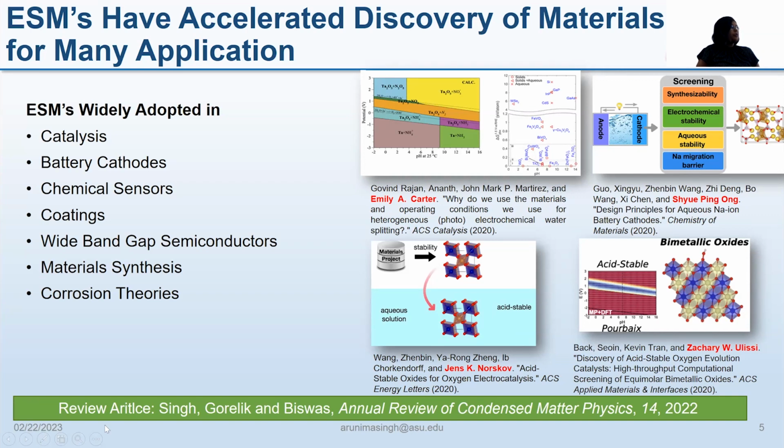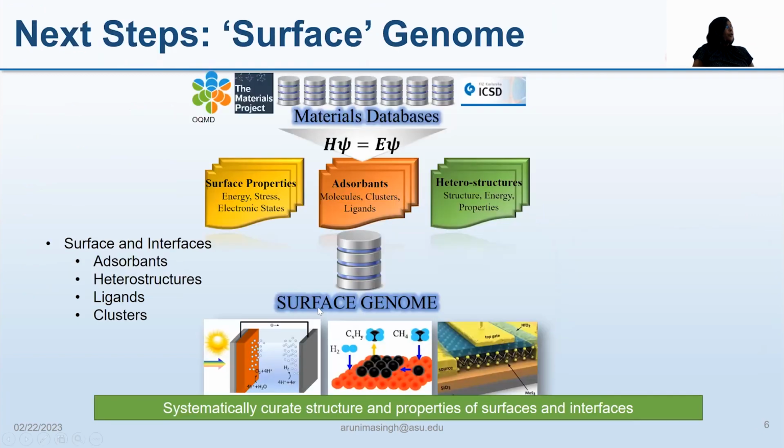And we recently wrote a review article highlighting this method and how it has made transformative changes, especially in the field of photocatalysis. So what do we need next? Determining the aqueous stability was very important in photocatalysis. But what's next is really going from materials genome to surface genome.